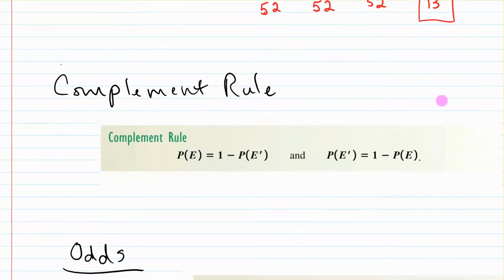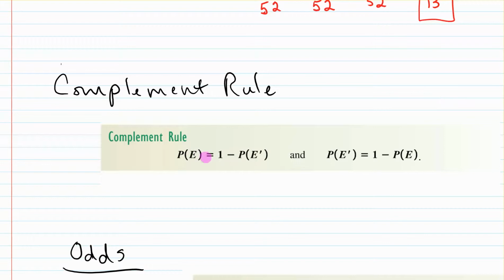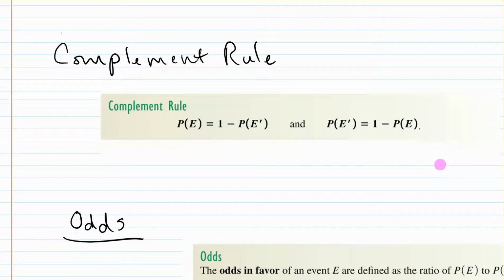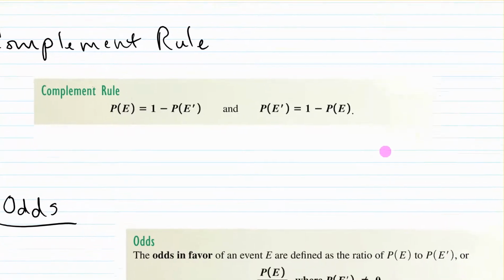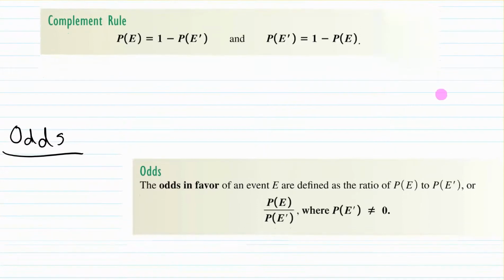The complement rule says the probability of an event equals 1 minus the probability of E prime, or the probability of E prime is equal to 1 minus the probability of the event happening. And this comes into play when we talk about odds. You hear about horse racing or other kinds of gambling where odds are talked about. Well, here's the actual math of that.